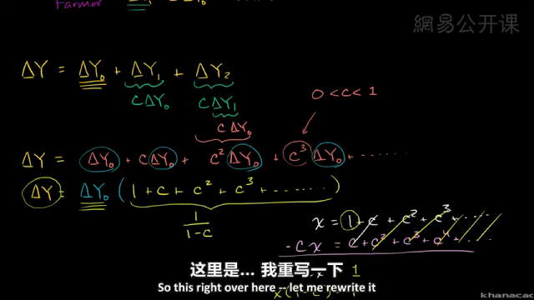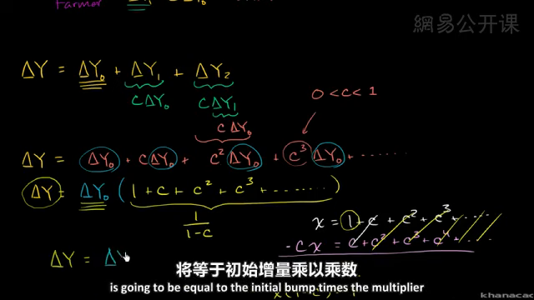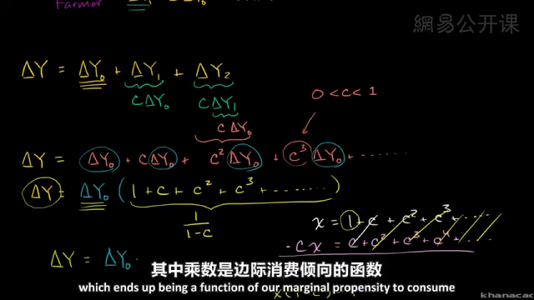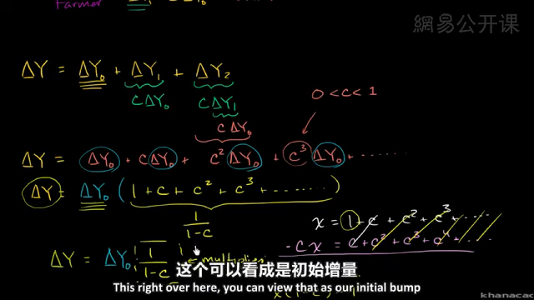So this right over here, let me label it all. Actually, let me just rewrite it. So the total bump in our aggregate expenditure or output or income is going to be equal to the initial bump times the multiplier, which ends up being a function of our marginal propensity to consume. So this right over here is our multiplier, and this right over here, you could view that as our initial bump.